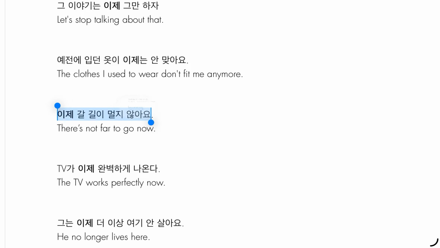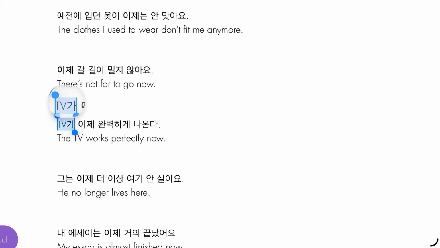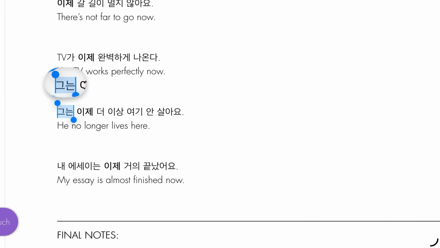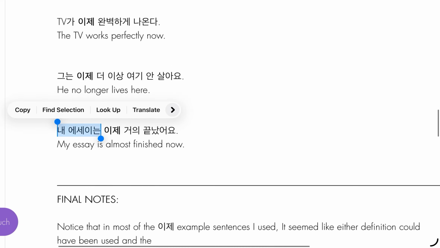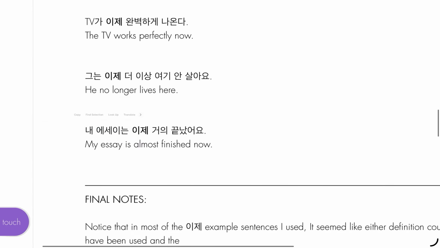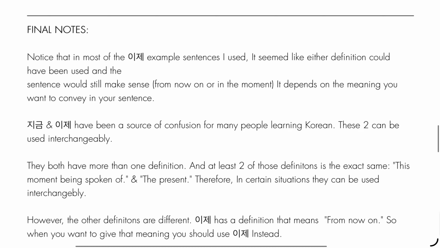So before we got to this point, we walked a far way, but from now on, it's not going to be that far. Before, it was not showing up well. I couldn't see the image. Now it's coming up perfectly on the TV. For the last few years, that guy lived here, but I'm putting a mark on it. From this moment on, he does not live here. I've been working on my essay for a while, and now I'm putting a stamp on it. From this time, from now on, I am almost finished. That's the type of feeling it can convey.